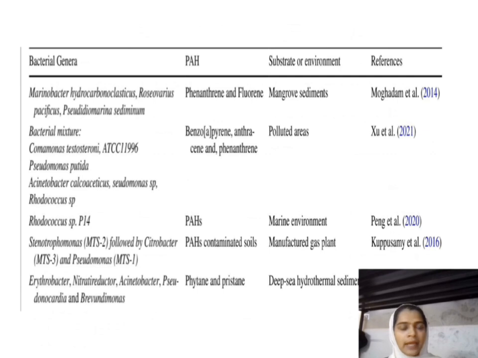Like the previous slide, these are some bacterial genera and the hydrocarbons which they were acting on and the environment in which they were found. Here we can see Comamonas testosteroni acting on several polycyclic aromatic hydrocarbons in polluted areas, and Rhodococcus species are found to be excellent for the degradation of hydrocarbons in marine environments, etc.